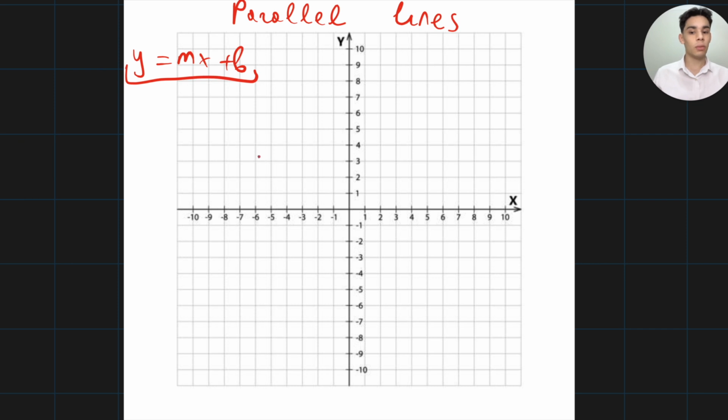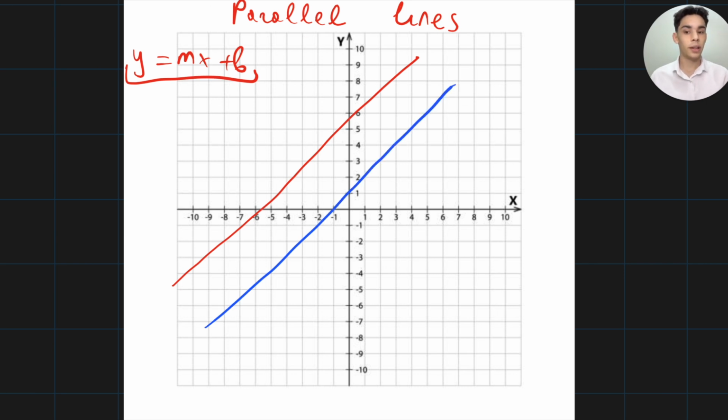So let me draw two lines. Let's say I want the first line to be something like this. And let me draw a second line, something like this. Great. Now, let's say that this red line has an equation formula y equals to m1x plus b1. Now, you might wonder why I wrote m1 b1. It's just to differentiate with the blue line. I will explain it right now.